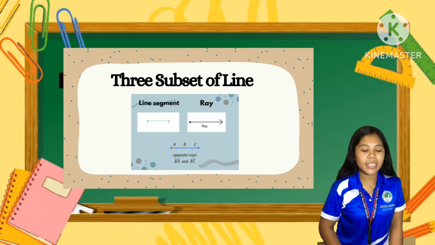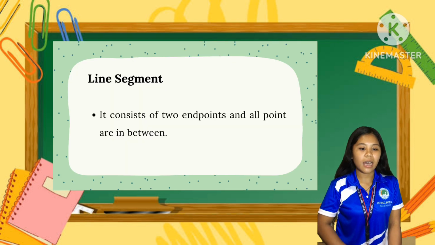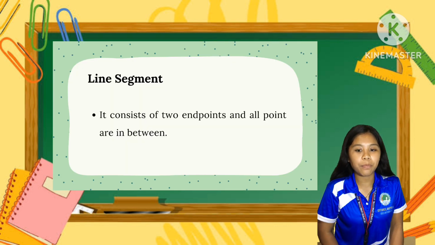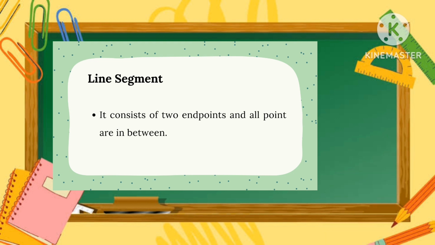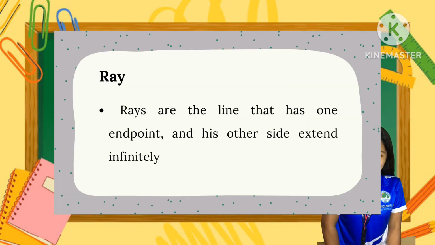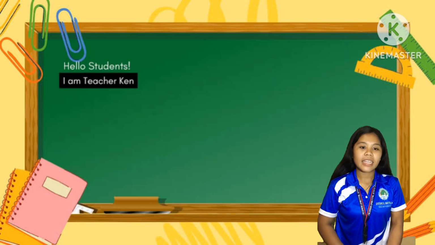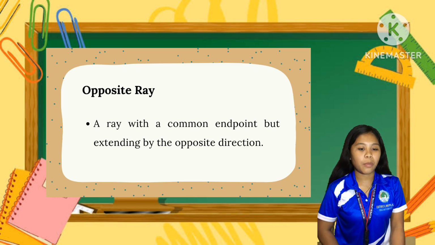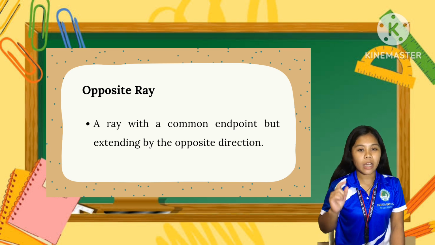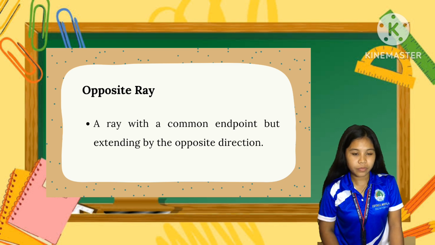So when we say line segment, it consists of two endpoints and all points in between. And when we say ray, it is a line that has one endpoint and the other side extends infinitely. And the opposite ray is a ray with a common endpoint but extending in the opposite direction.